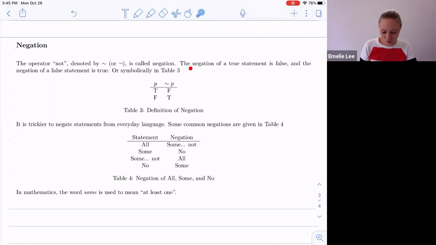So of course, we understand that the negation of a true statement is false and the negation of a false statement is true, right? Which symbolically is really easy to deal with. These are easy things that we can wrap our head around. If P is true, then not P is false. If P is false, then not P is true.